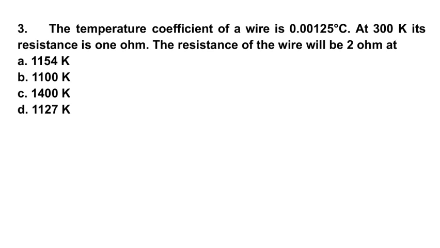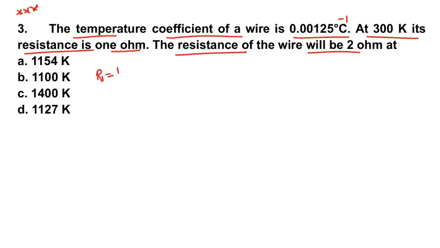Next question: the temperature coefficient of a wire is 0.00125 per degree centigrade at 300 Kelvin. Its resistance is 1 ohm. The resistance of the wire will be 2 ohms at which temperature? This is a very important question and mostly a repetitive model. Initially write the given data. What is given? 300 Kelvin. Its resistance is 1 ohm given. So resistance R1 equals 1 ohm, and the second resistance given is 2 ohms.